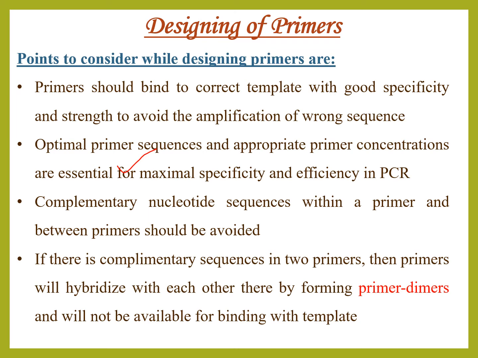And complementary nucleotide sequences within a primer and between the primers should be avoided. That means we are using two primers here, one is the forward and the other is the reverse primer. Between these two primers there should not be complementarity. If there is complementarity between the forward and reverse primer, then it will give primer dimer formation. So these primers will not be available for the synthesis of new DNA strands. So if there is a complementary nature between the primers, it will lead to primer dimer formation, so we should avoid this complementary nature while designing the primers.